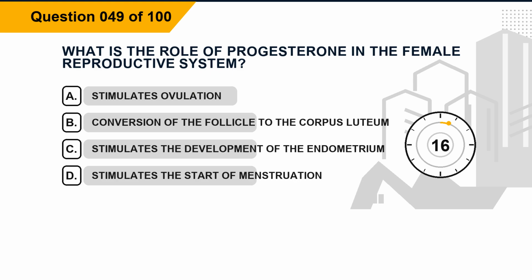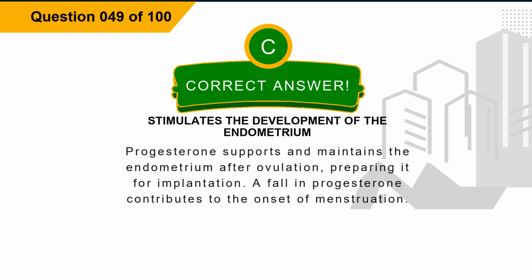Question 49. What is the role of progesterone in the female reproductive system? Option A, stimulates ovulation. Option B, conversion of the follicle to the corpus luteum. Option C, stimulates the development of the endometrium. Option D, stimulates the start of menstruation. The correct answer is option C, stimulates the development of the endometrium. Explanation. Progesterone supports and maintains the endometrium after ovulation, preparing it for implantation. A fall in progesterone contributes to the onset of menstruation.